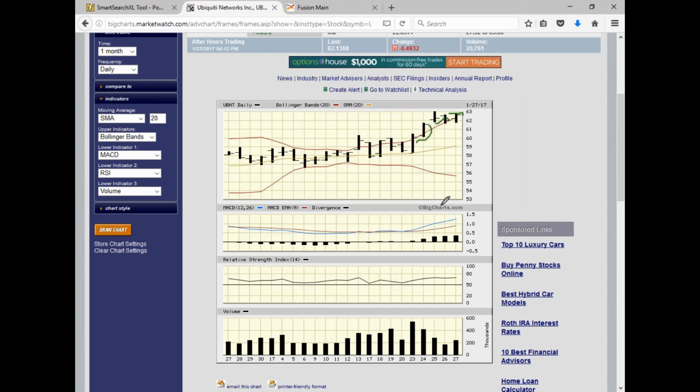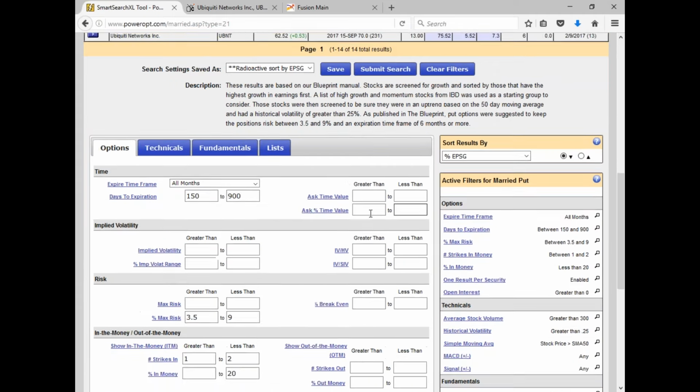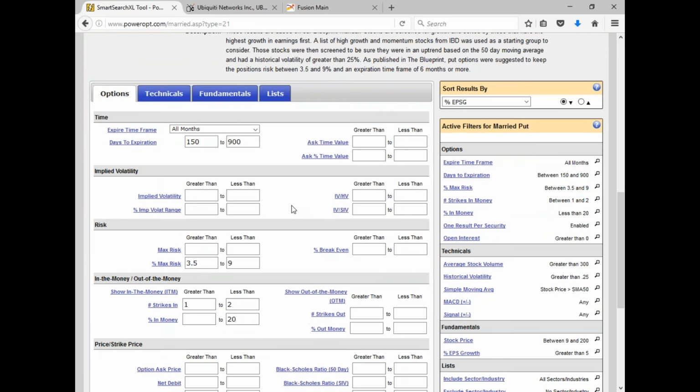So what David's looking for is a screen, a filter you can use on Power Options to look for stocks that are at any time above the upper Bollinger Band. All right, now let's take a look back and let's go into our technical screen. So we're still in married puts, but this is the same setup for any strategy. Maybe if you're looking to buy long calls, for example, that's an approach Ernie uses, and I believe there's an article in the Long Call Learning Center on using the Bollinger Bands for buying calls and buying puts.